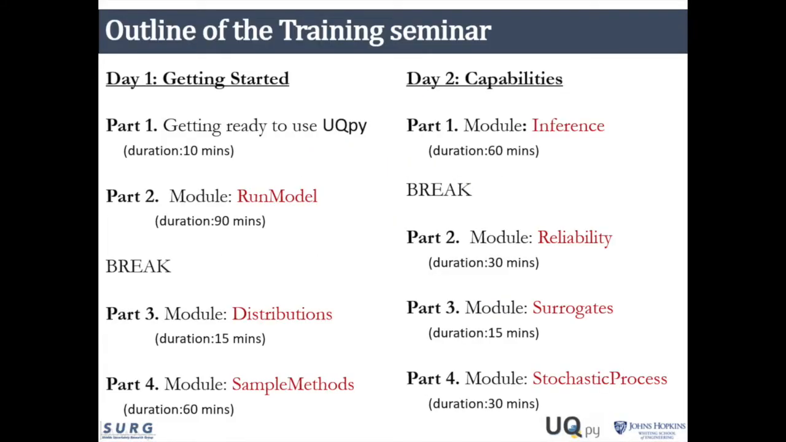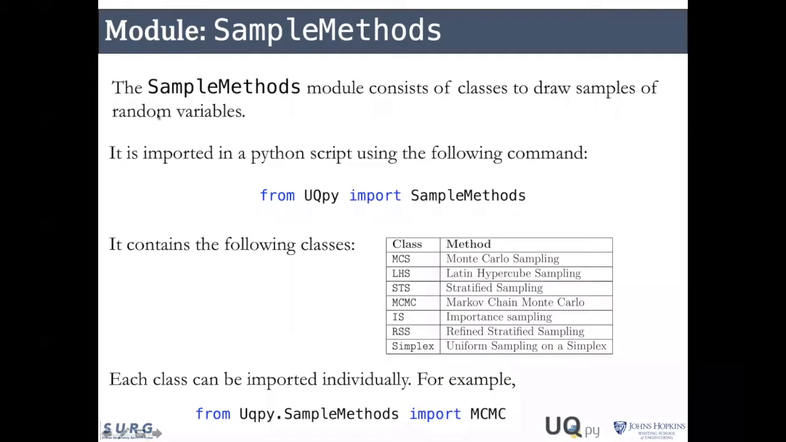We can move on to the sampling methods, where now we are building, having defined the distribution model, which means that we have defined distribution, we can define random variables, we can now proceed to build different sampling methods to be used within UQpy. Now, the current release of UQpy consists of 8 sampling methods.